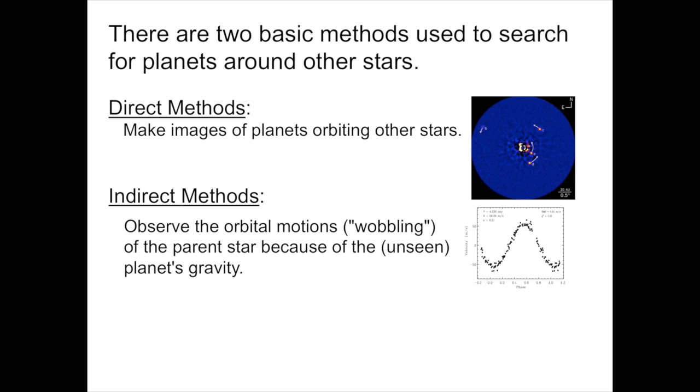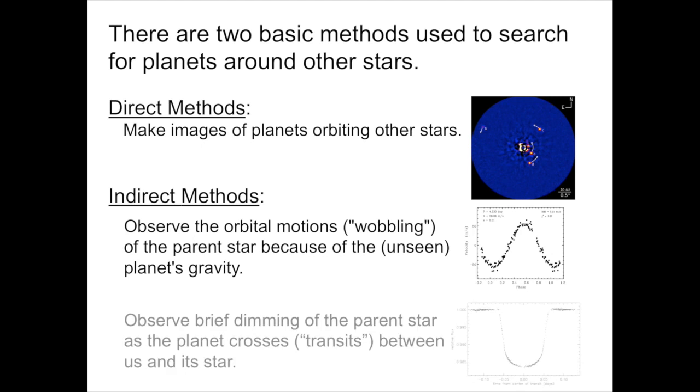The first of these is to look for orbital motions or wobbling of the parent star because of the unseen planet's gravity. As we saw in previous lectures, two bodies orbit around their common center of mass. If a planet is orbiting a star, that means the star is also orbiting around the common star-planet center of mass, and its motion will be visible even if the planet is not.